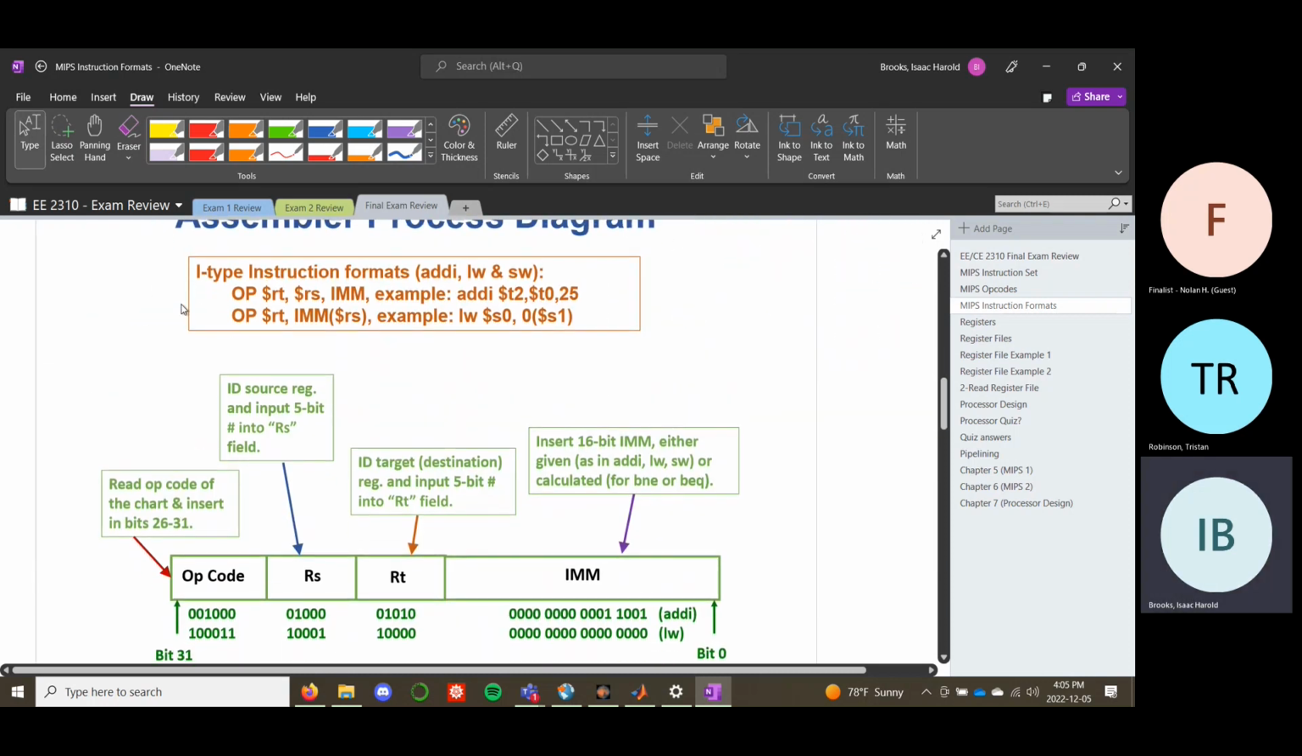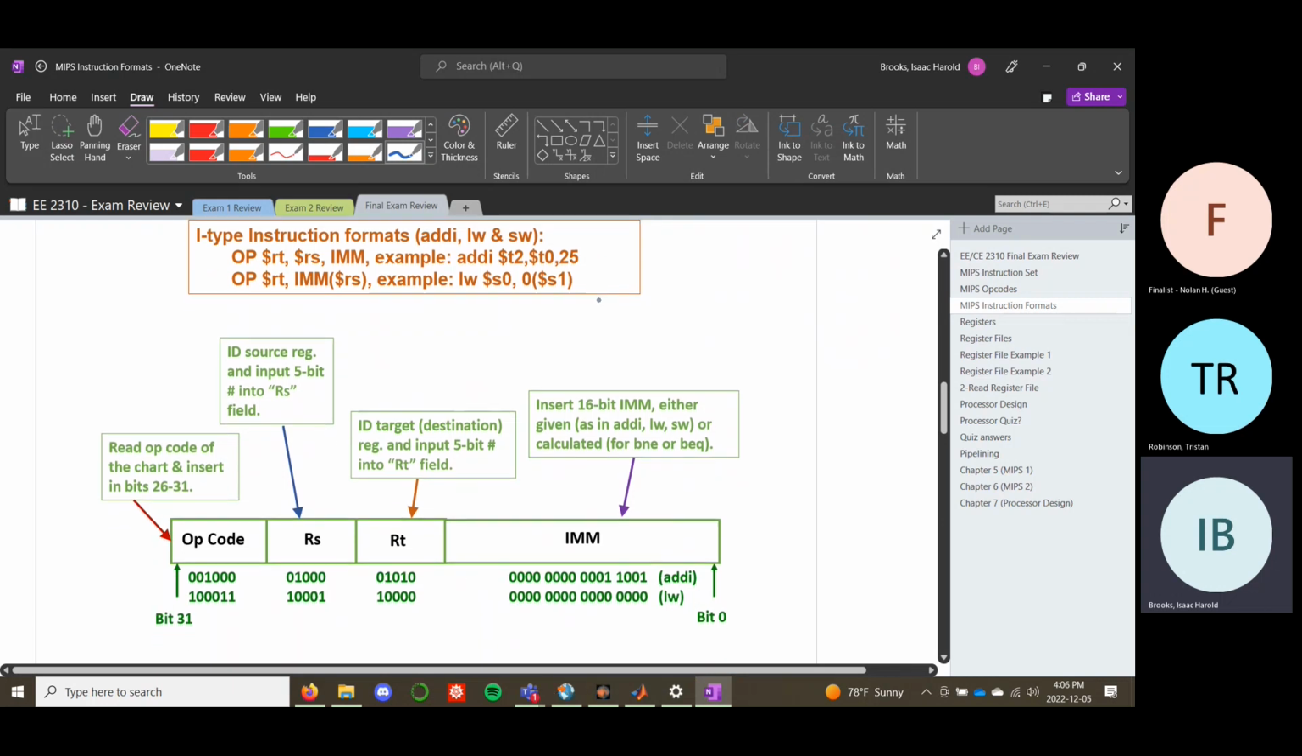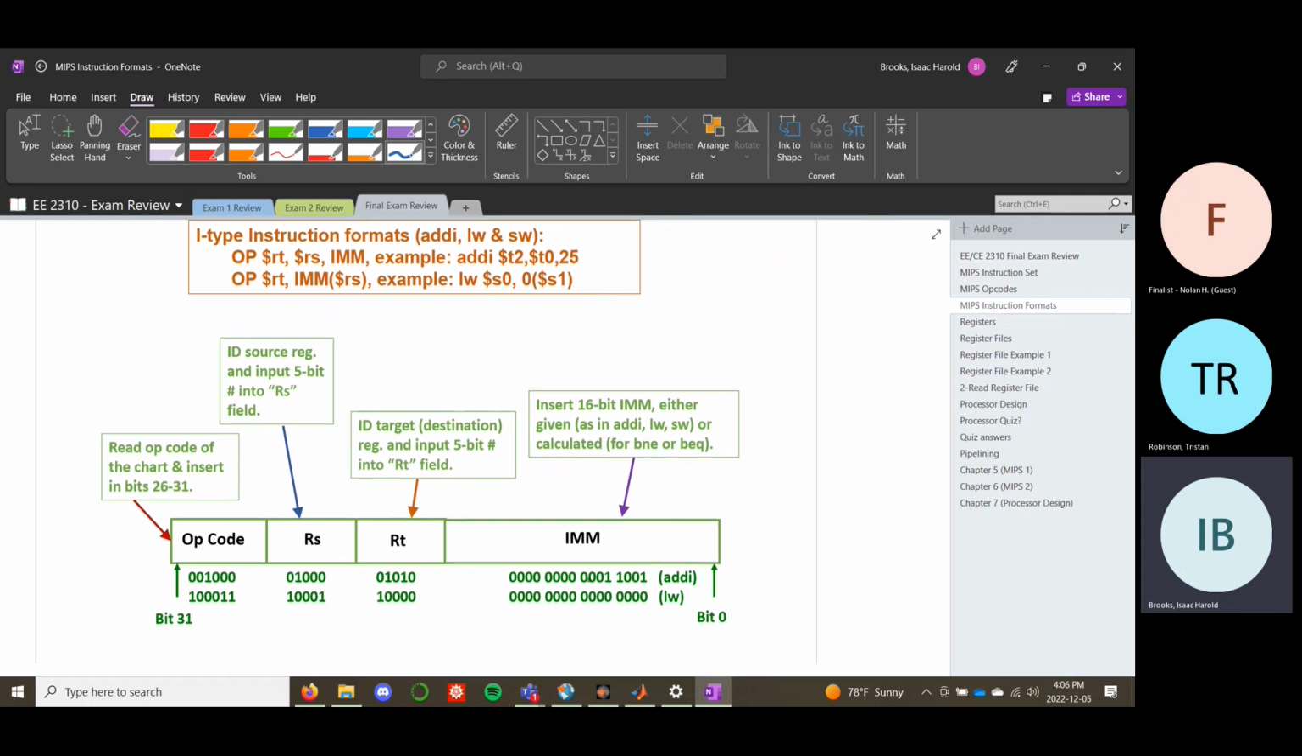The I type. Any instruction that has an immediate, so a number that you type in, is going to work a little bit differently because you need a lot of space to store that number. In this case, we have 16 bits of immediate.